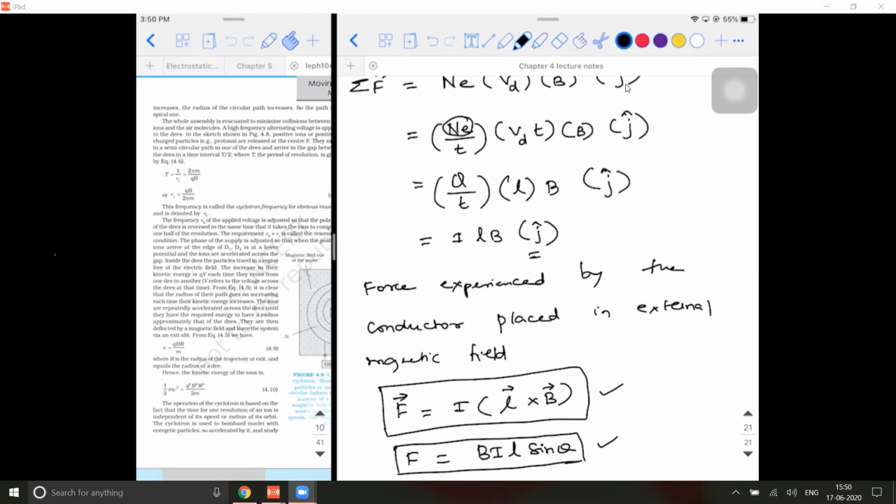Sir, should we follow this derivation or the derivation given in the book, sir? This derivation will generally not be asked. It is only for your understanding. Yes, sir. Okay.